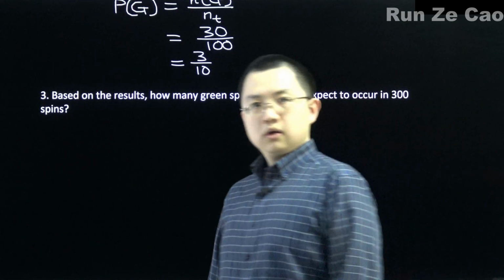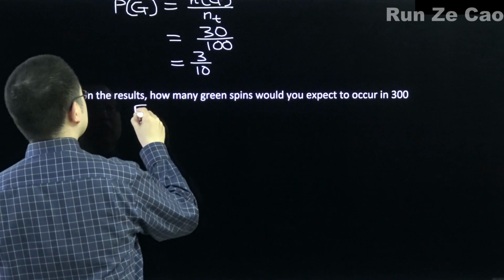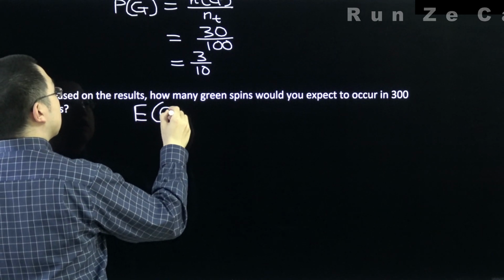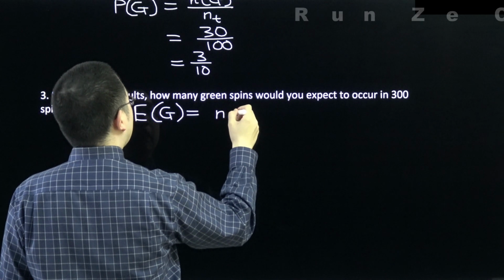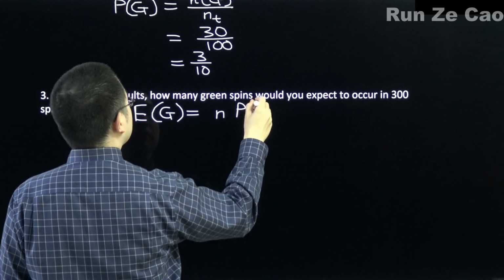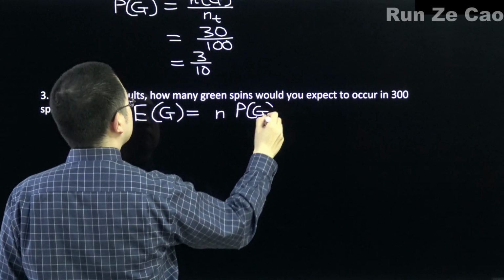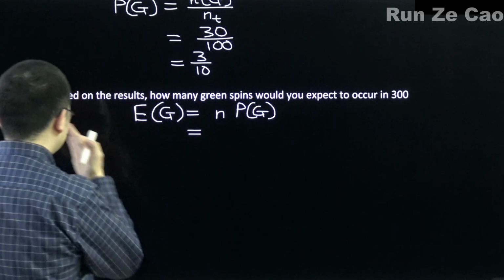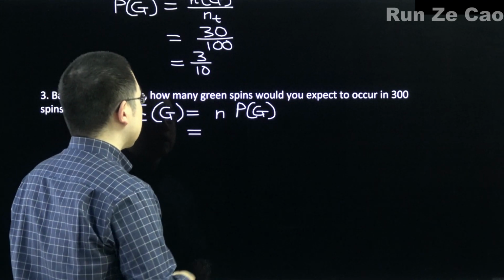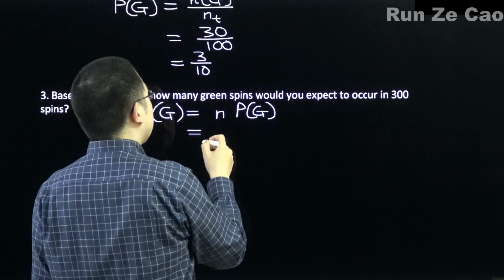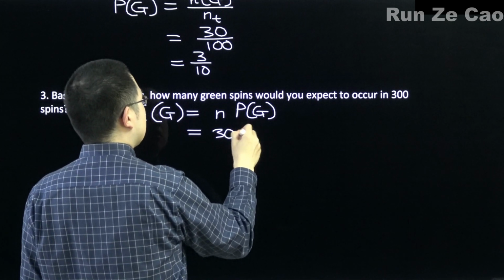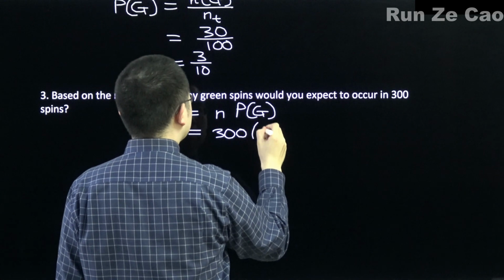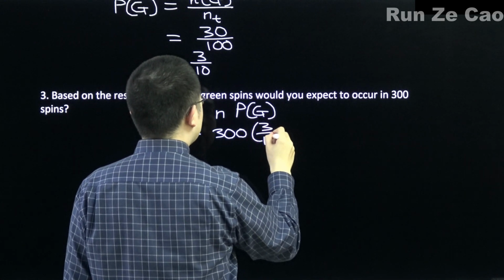Now, based on the results, how many green spins would you expect to occur in 300 spins? Well, our expectation for green is equal to the number of trials multiplied by the probability of green. And since we don't have a theoretical probability, we'll go with our experimental, which is, well, there's 300 trials multiplied by 3 in 10.